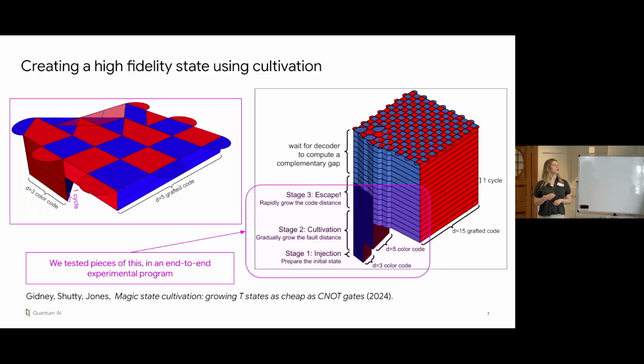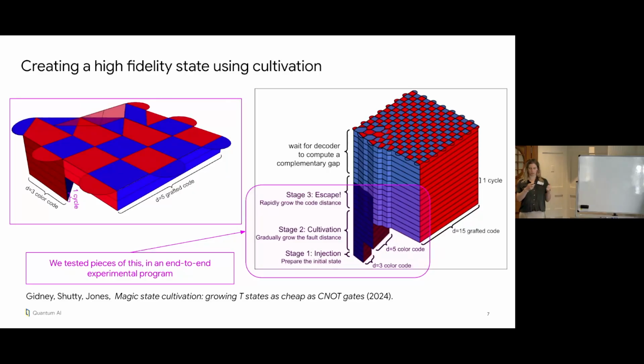So what we did on our Willow processor was test the initial pieces in an end-to-end program. So this includes the cultivation check step here in the smaller code, and then we escaped into a larger distance 5 surface code just to show that we developed the infrastructure to do so.